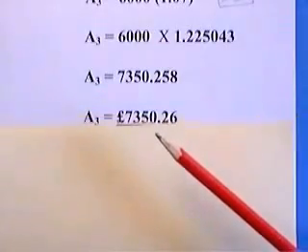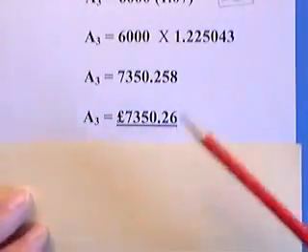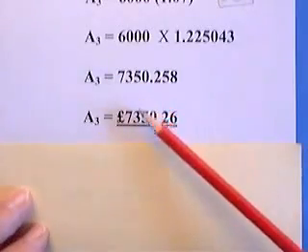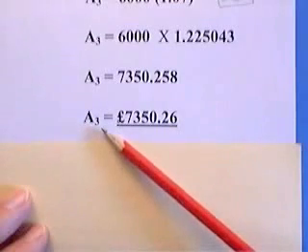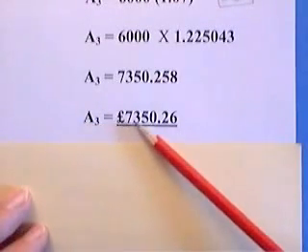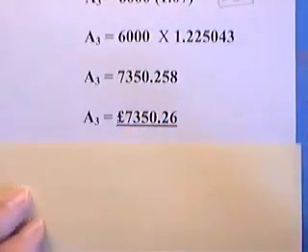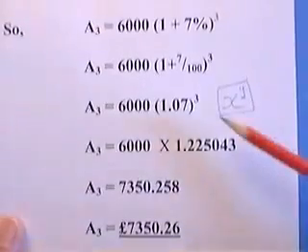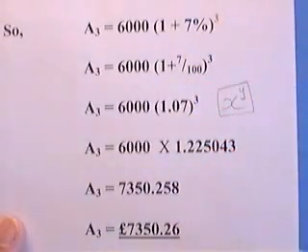I've now done it, yes, there it is, to the nearest pence, £7,350.26 is the amount Jasdeep has in his account at the end of 3 years when compound interest is paid at 7%. We've got there using this formula in about, well, let's see, 1, 2, 3, 4, 5, 6 steps. Alright? Very, very useful formula indeed.